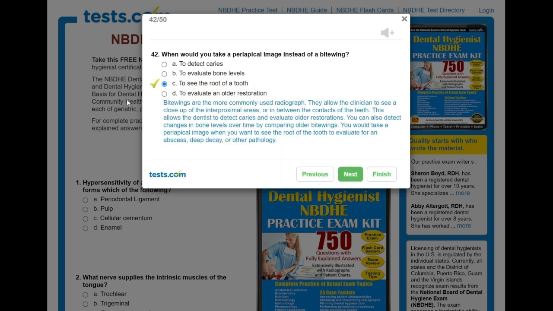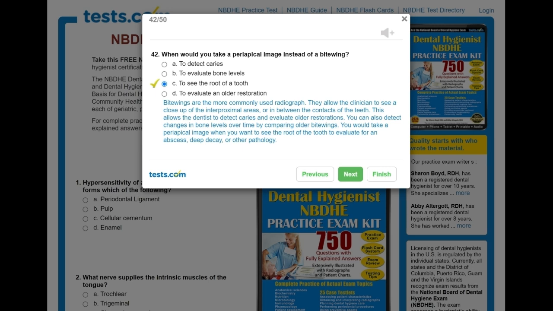C. To see the root of a tooth. Bite wings are the more commonly used radiograph. They allow the clinician to see a close-up of the interproximal areas, or in between the contacts of the teeth. This allows the dentist to detect caries and evaluate older restorations. You can also detect changes in bone levels over time by comparing older bite wings.